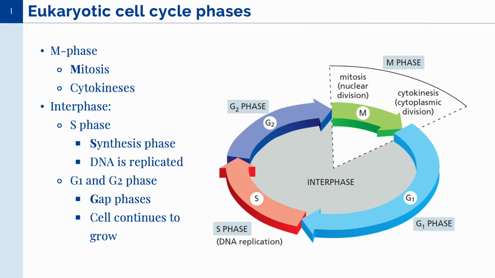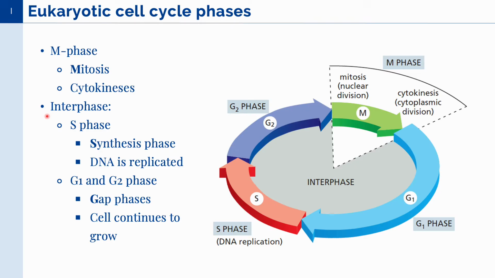Now, the eukaryotic cell cycle occurs in two main phases. The first one and the most exciting one is the M phase, which is composed of mitosis or nuclear division and cytokinesis or cytoplasmic division. The M in the M phase is actually for mitosis. After the M phase occurs, we have the interphase.